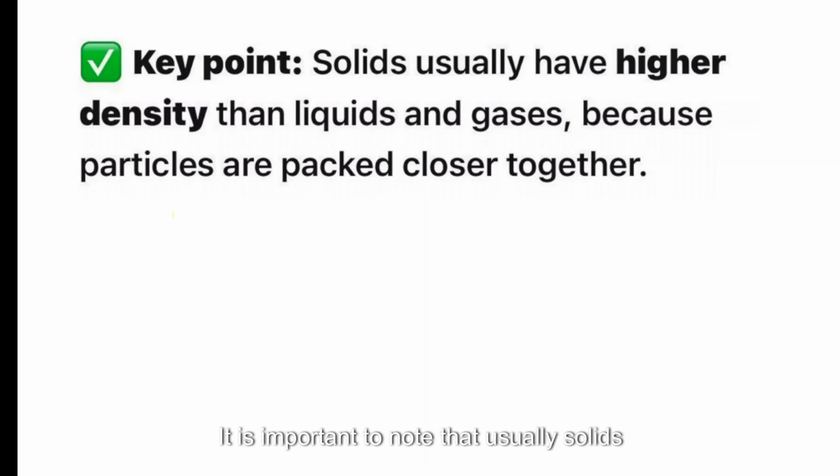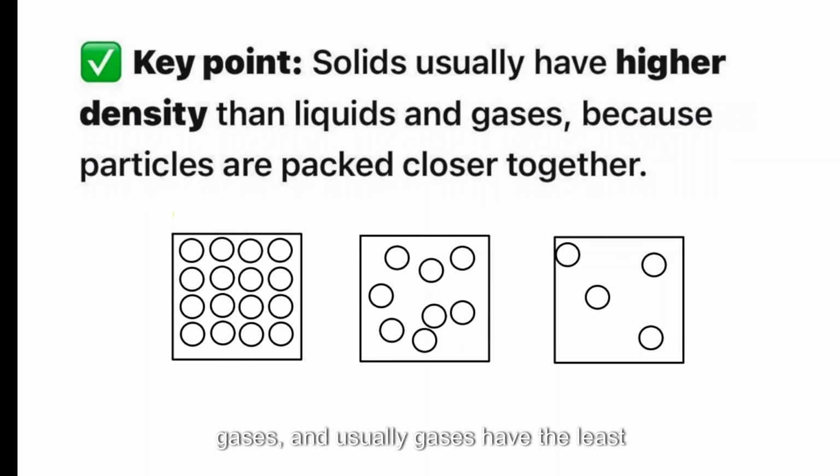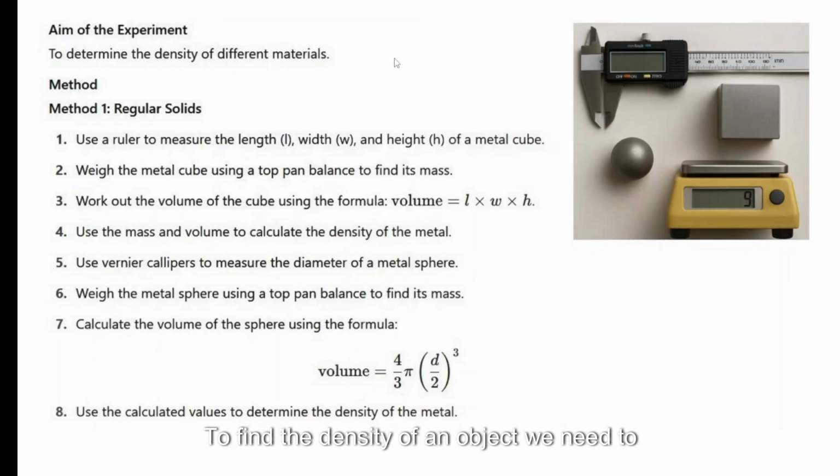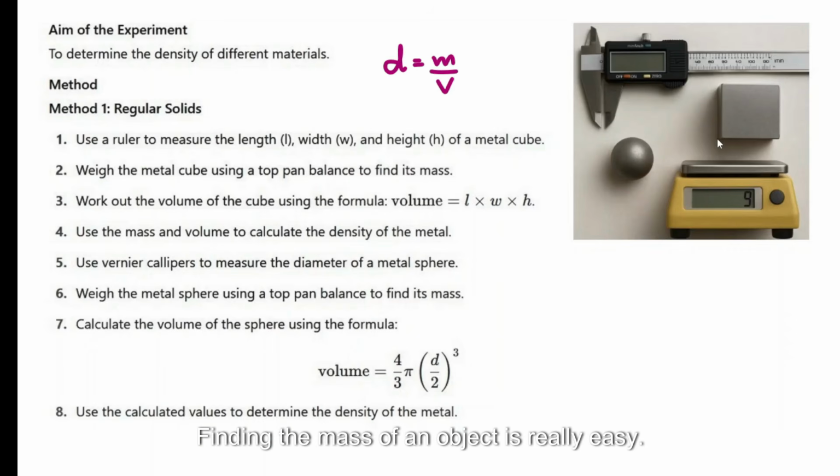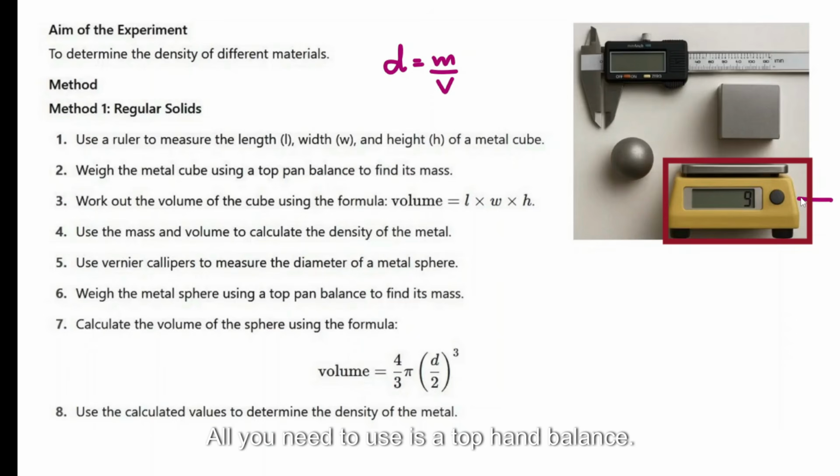It is important to note that usually solids have higher densities than liquids and gases, and usually gases have the least density. You can clearly see this in the diagram. To find the density of an object, we need to know the mass and volume. Finding the mass of an object is really easy. All you need to use is a top-pan balance.